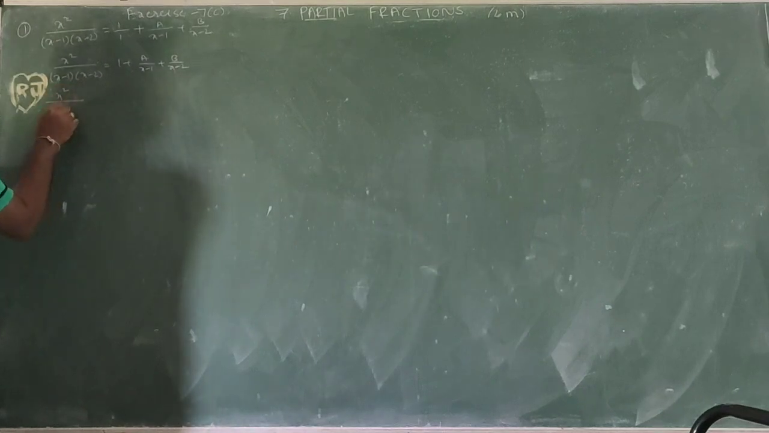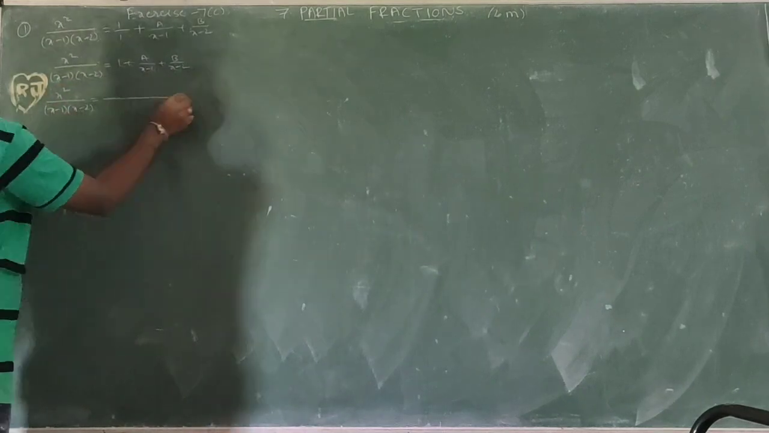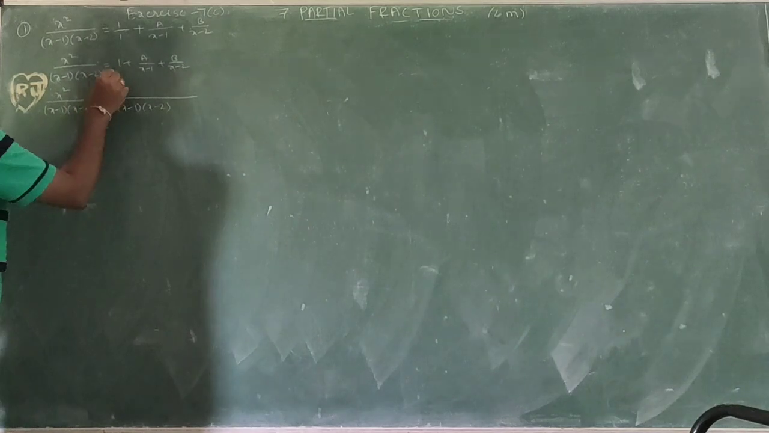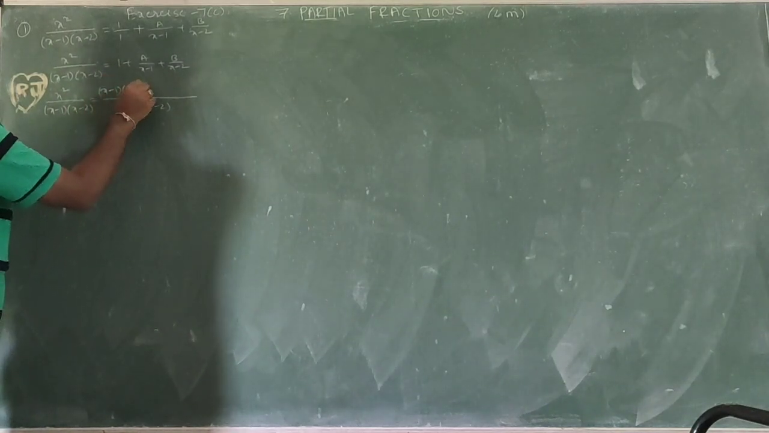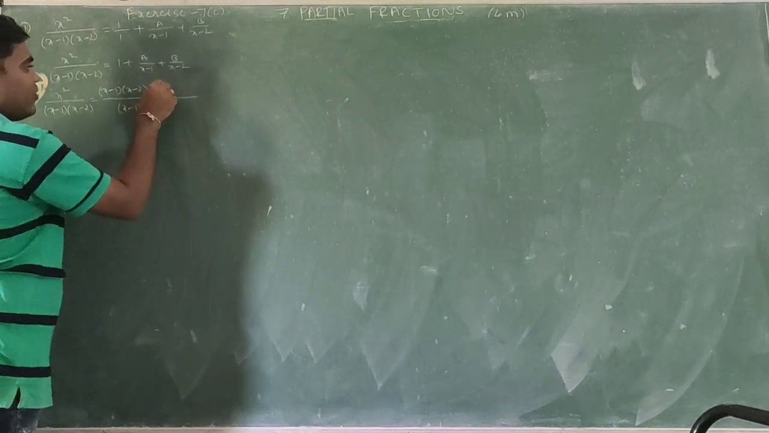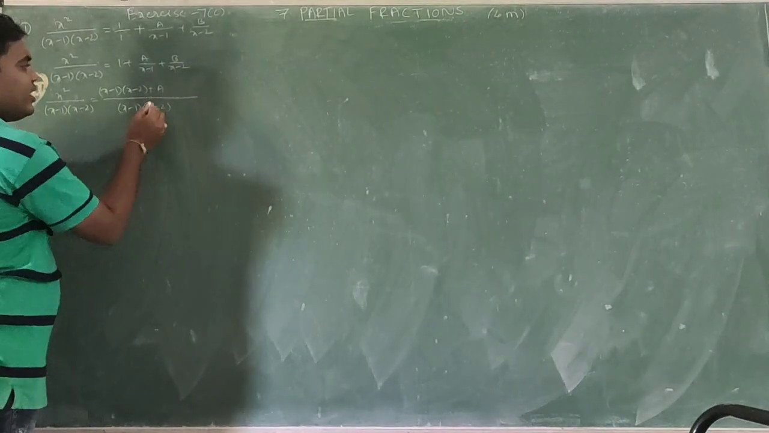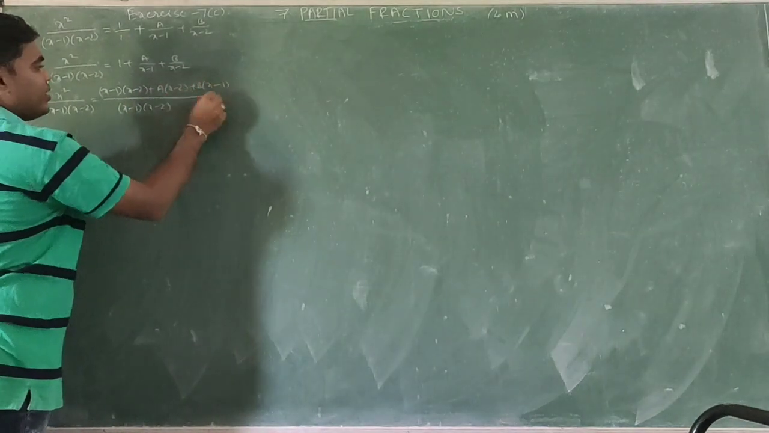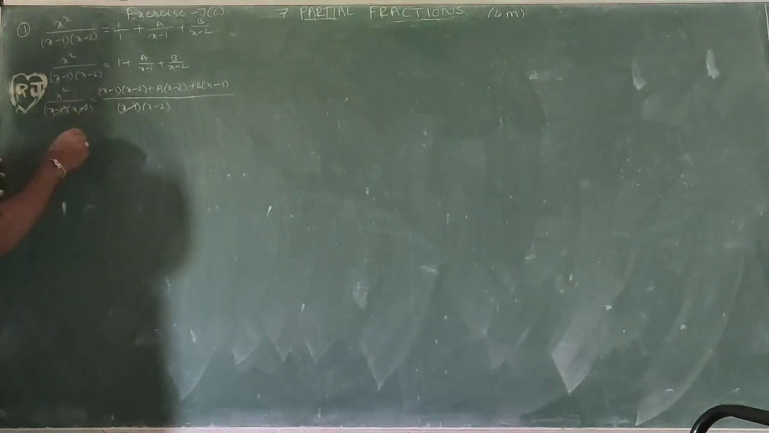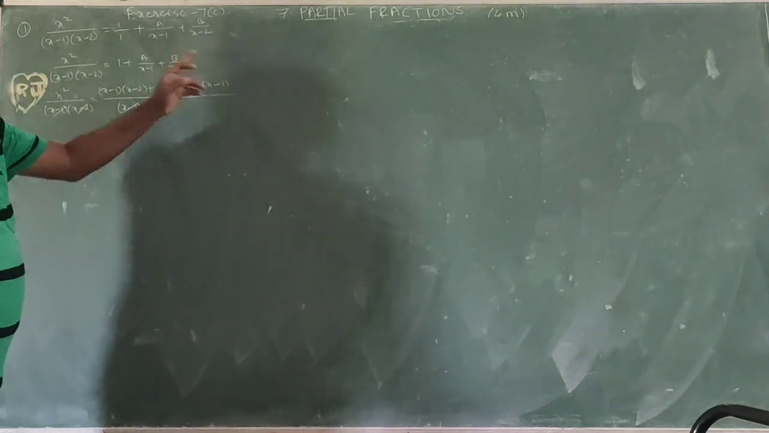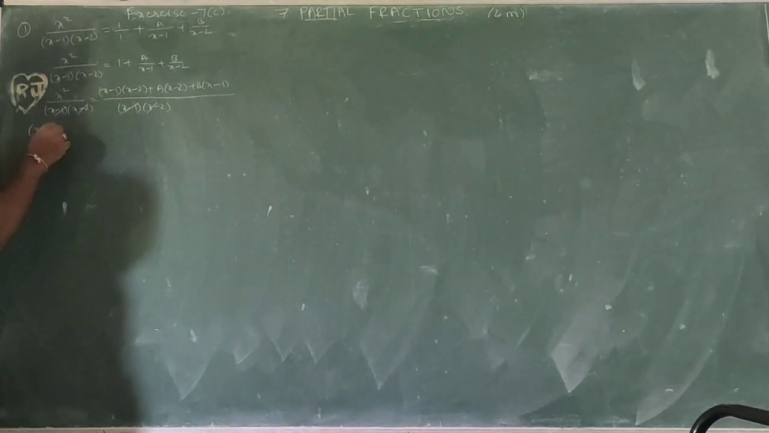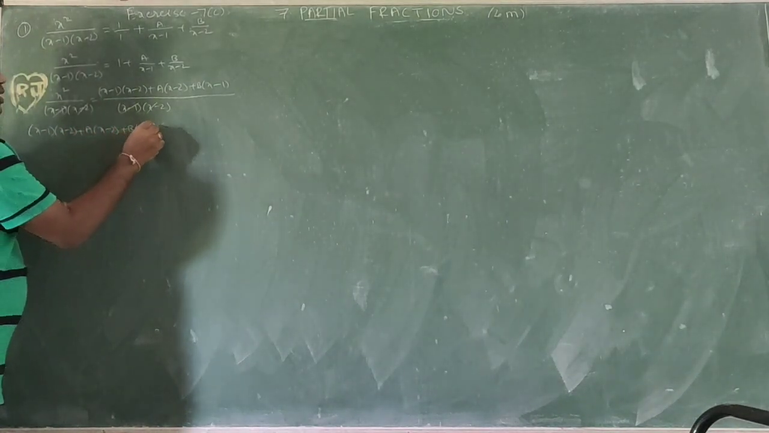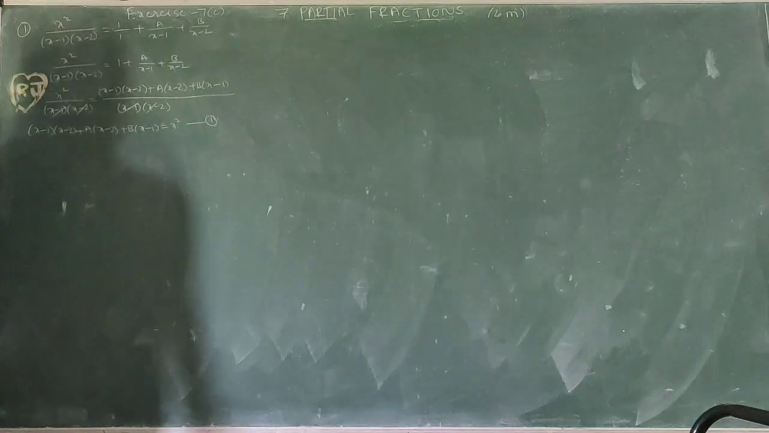x square by x minus 1 x minus 2 equals, with LCM x minus 1 of x minus 2, 1 times x minus 1 into x minus 2 plus a, where x minus 2 remains, plus b, where x minus 1 remains. The x minus 1 cancels, and the x minus 2 also cancels. Writing the right side first: x minus 1 of x minus 2 plus a of x minus 2 plus b of x minus 1 equals x square. Take it as equation number 1.